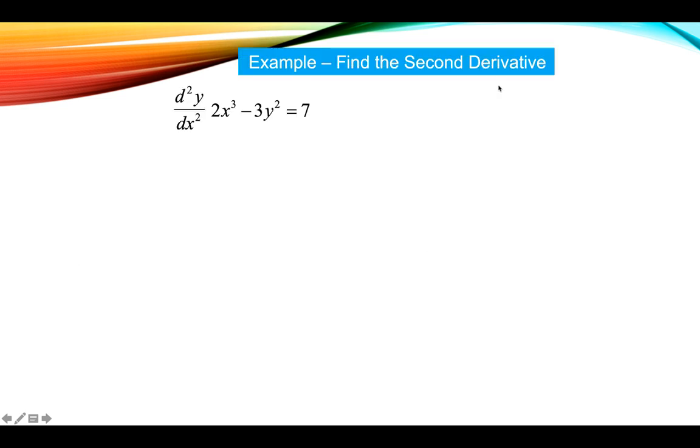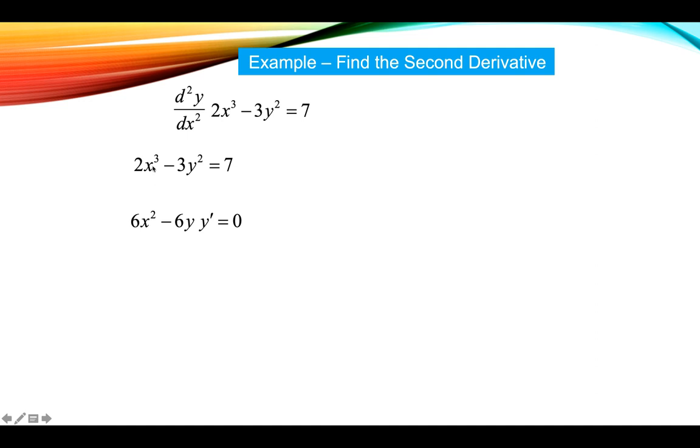All right, so we want to find the second derivative of y with respect to x of 2x cubed minus 3y cubed equals 7. Now, this is one of those cases where we can't solve this for y and come up with a function. We'd have two separate functions. So we'd have one when we took the positive square root, one for the negative square root. We're not going to mess with all that. We're just going to do implicit differentiation to get our first derivative.